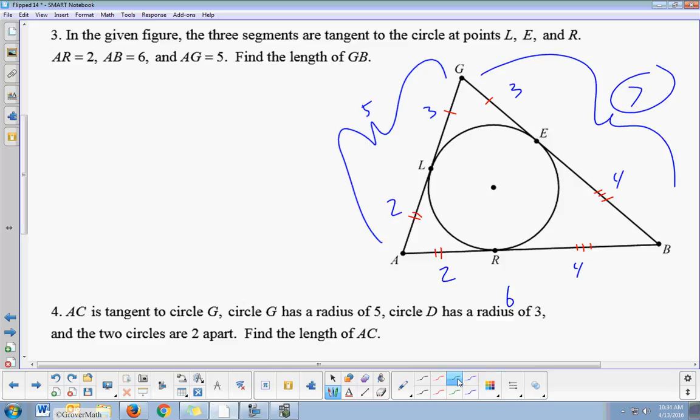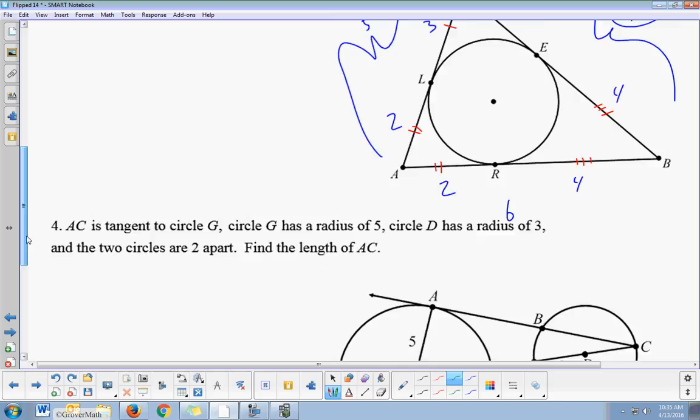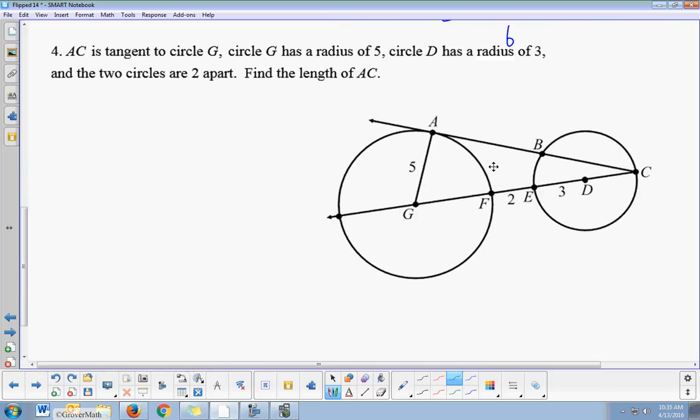So it's just a lot of, these are equal, these are equal, these are equal. Find the lengths. That's real quick. That's real simple for you guys. All right, one more question.